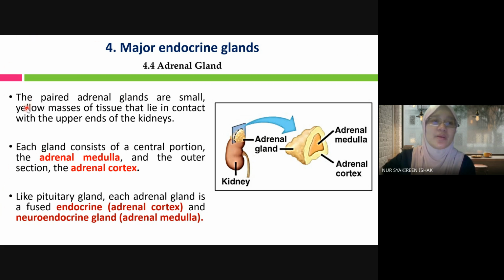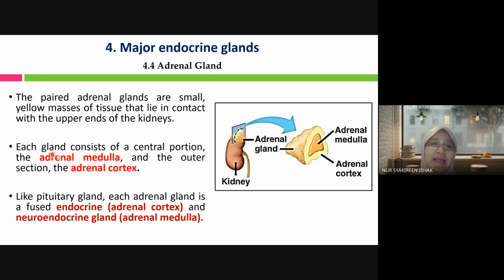The paired adrenal glands are small, yellow masses of tissue that lie in contact with the upper end of the kidney. If you were to observe during your mouth sensation, above the kidney will be a yellow mass of tissue. So do not mistake that for fats. That is the adrenal gland, because it is yellow in color, right?